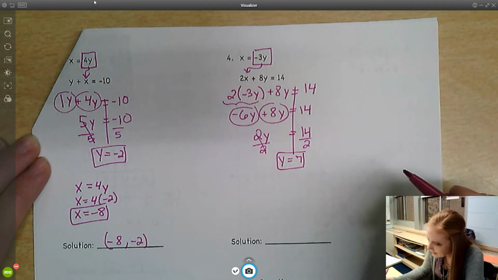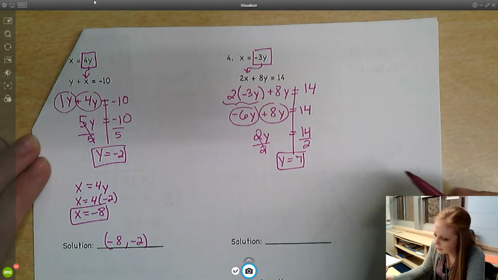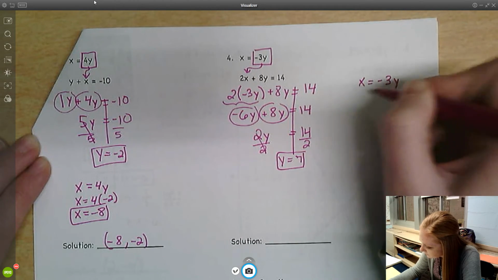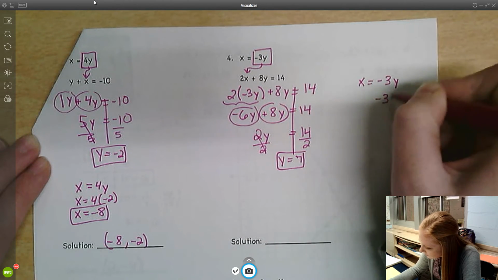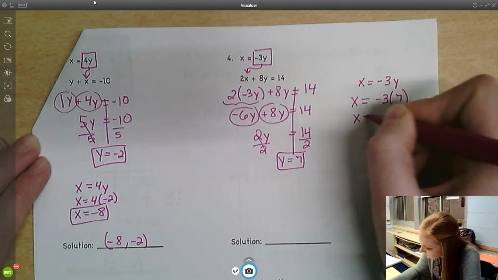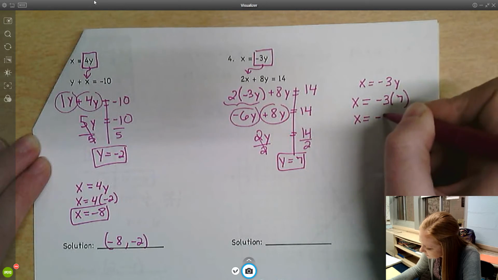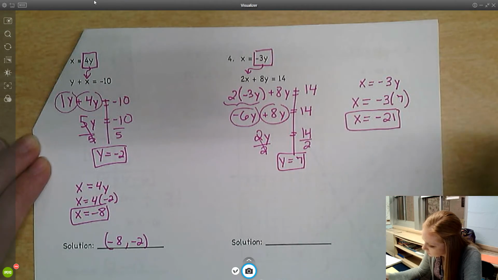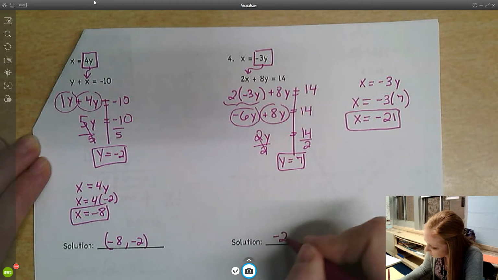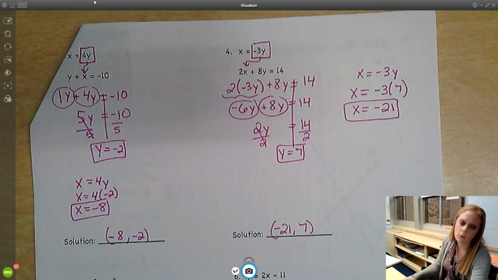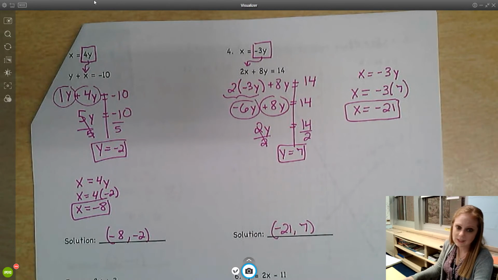Now I can take that value of 7 for y and plug it back into one of the originals. I'm going to go back to the first equation, plug in that 7 wherever I see a y, and figure out what x is. Negative 3 times 7 is negative 21. So that means our x value is negative 21, and our y value is 7, making our solution x comma y, negative 21 comma 7.